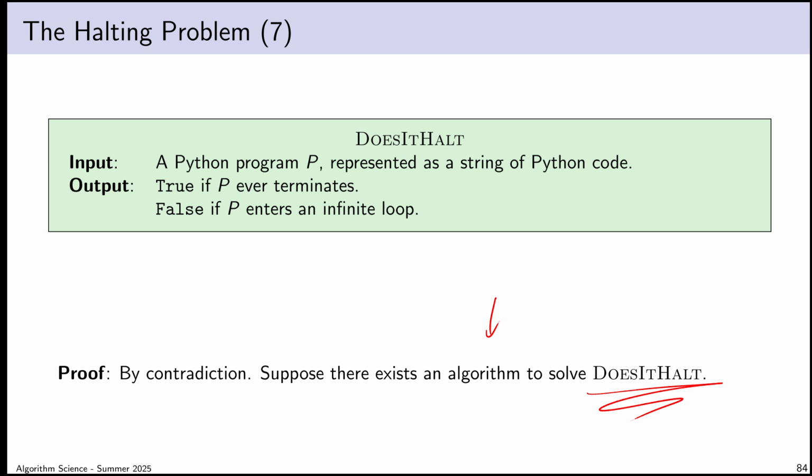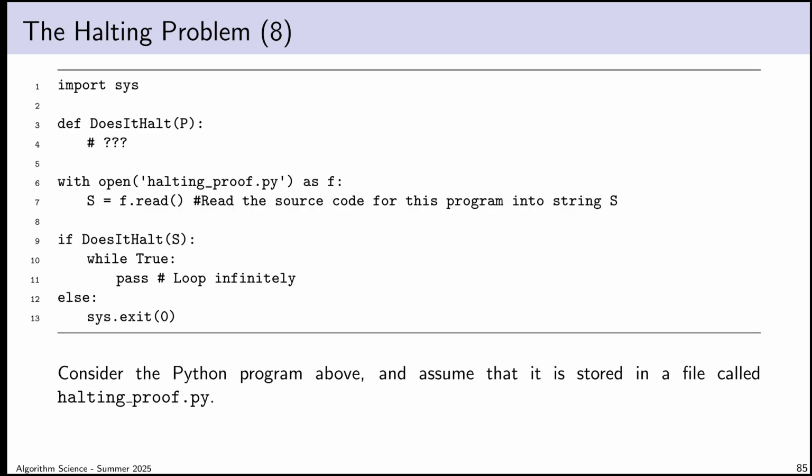So if there exists an algorithm for the does-it-halt problem, that means I could write that algorithm as a Python function, for example. So I'm going to do that. Consider this program that I've just invented. Let's suppose that I create a program, and it's actually significant to the proof that I say this, and I store the program in a file called haltingproof.py. So I make a source file called haltingproof.py.